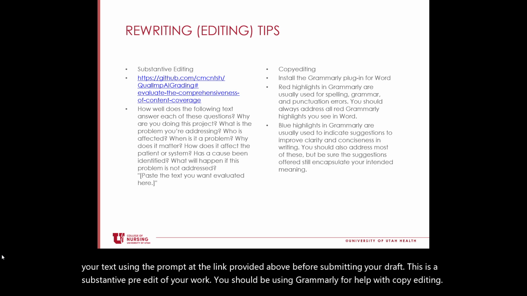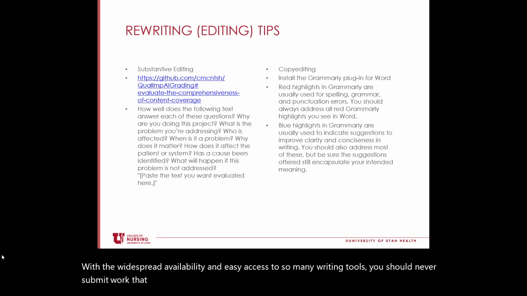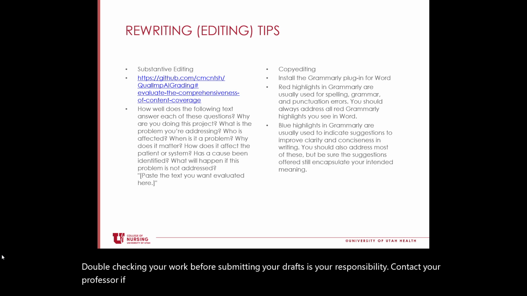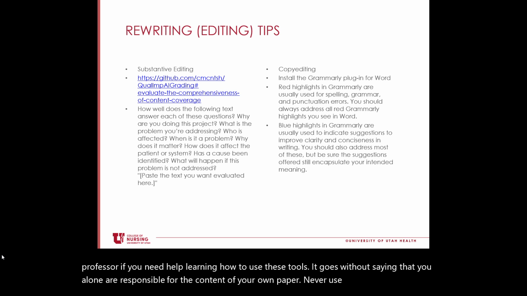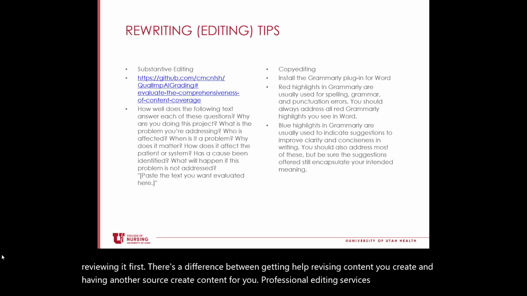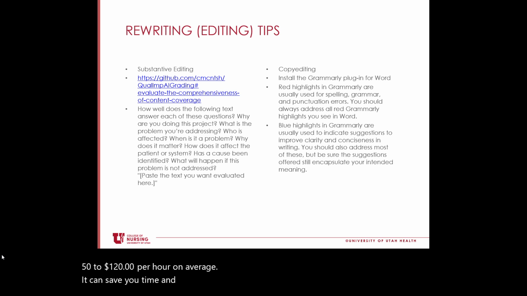With the widespread availability and easy access to so many writing tools, you should never submit work that contains spelling and grammar errors. Double-checking your work before submitting your drafts is your responsibility. Contact your professor if you need help learning how to use these tools. It goes without saying that you alone are responsible for the content of your own paper. Never use anything without reviewing it first. There is a difference between getting help revising content you create and having another source create content for you. Professional editing services can cost between $50 to $120 per hour on average. It can save you time and money to use appropriate tools available to you.